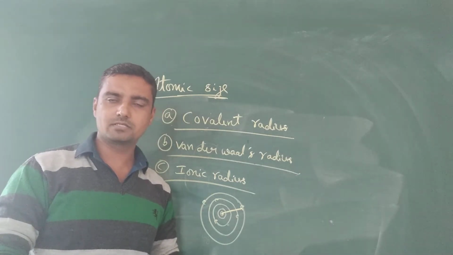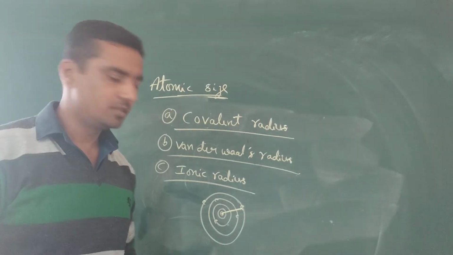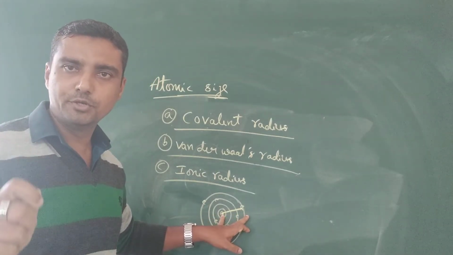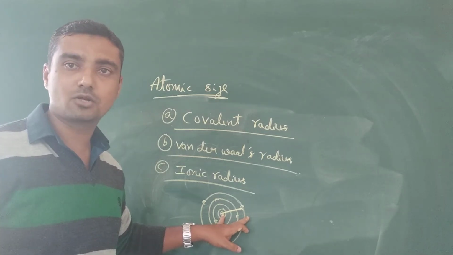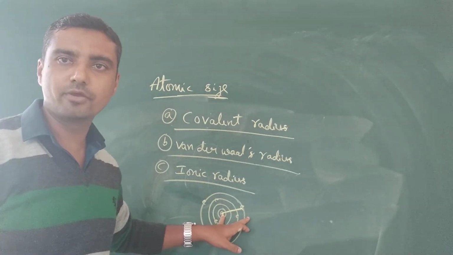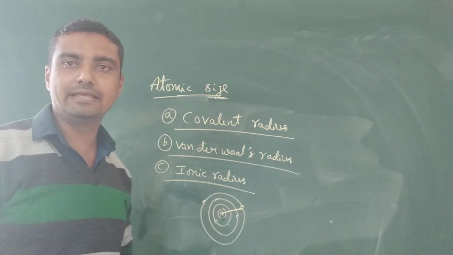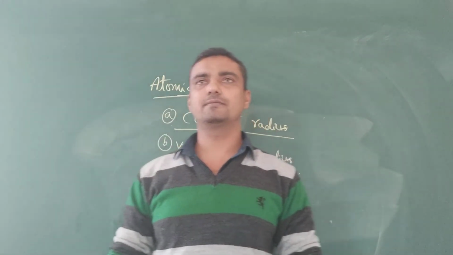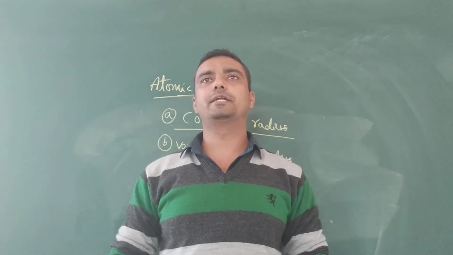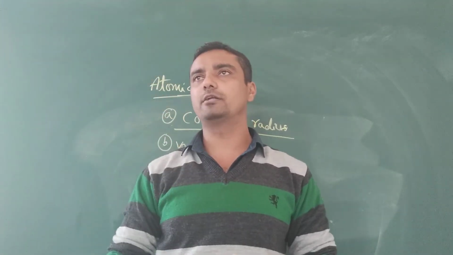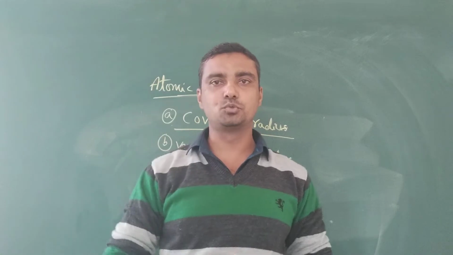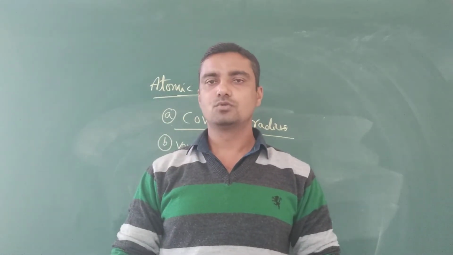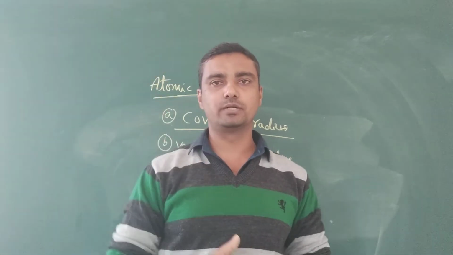What do you mean by ionic radius? The distance between the nucleus and the point up to which the nucleus has influence on its electron cloud is called the ionic radius. Understood? For example, if I sit here, I can see up to about 20 benches of students. After that I can't see. So I am influenced only up to 20 benches.